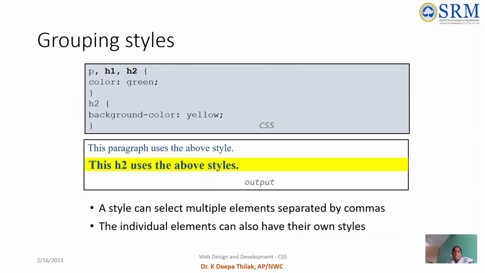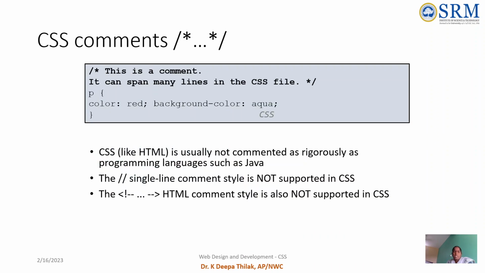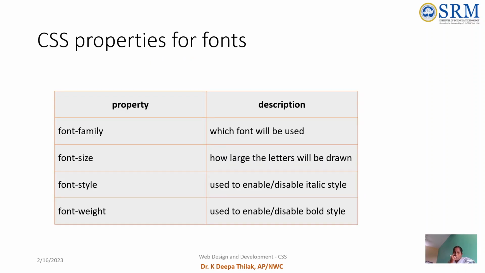So that is the example, and grouping styles. C is for comments. If I want to specify comments, I should use this star. Within this, whatever comment statements you want to give, you can specify. And regarding the properties of fonts, I am using font family. If I write any font, what things do we know? Font family I need, what is the size, what is the style, and what is the weight.